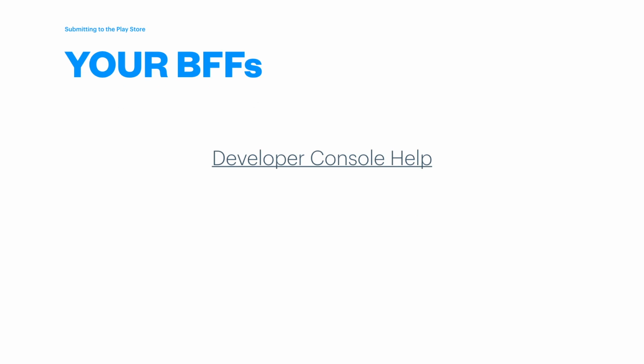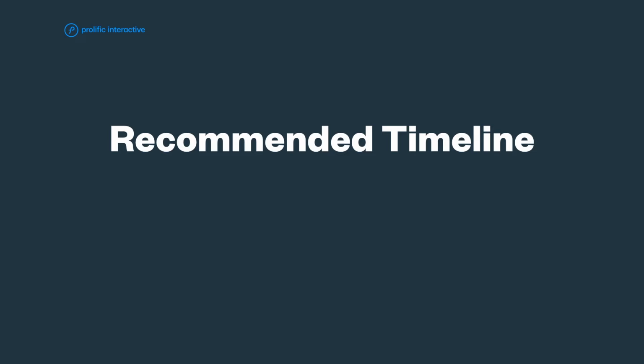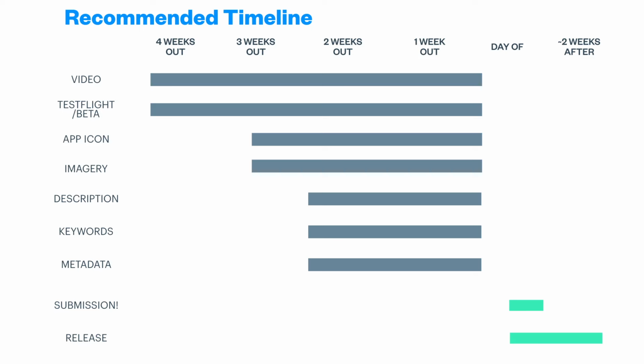I also linked the developer console help that lists out the dimensions of screenshots and specific information that you need for your metadata. And this is just a recommended timeline for your product team to start gathering metadata and information from the rest of the team or even the partner. It's really great to start thinking about a test flight or a beta and the video 4 weeks out, to make sure that it goes through a lot of testing and partner approvals for the video, since the video and the app preview is one of the biggest parts of your App Store listing.